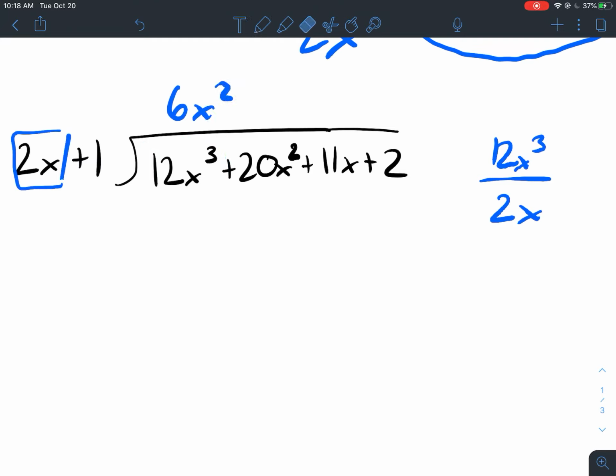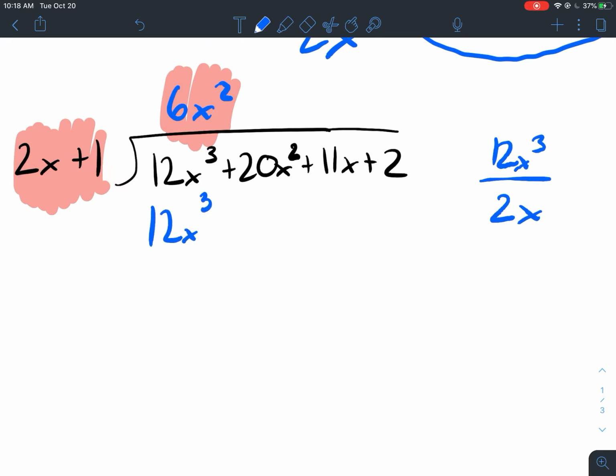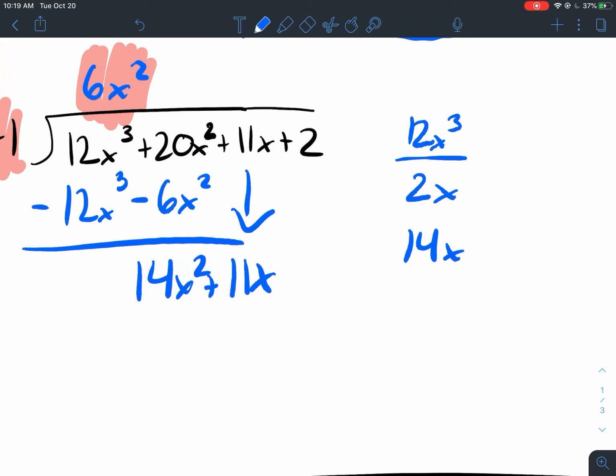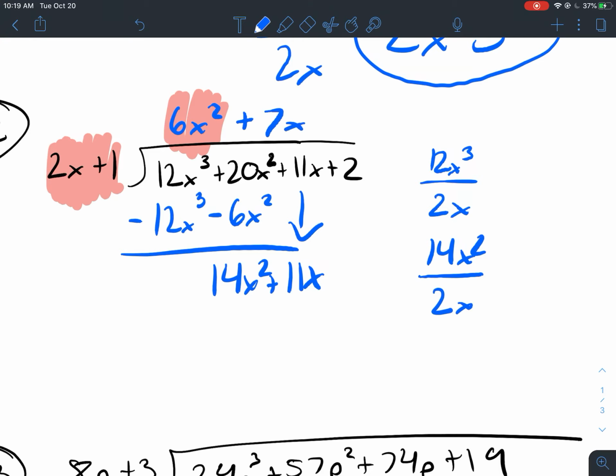Now I'm going to multiply this number by this binomial. I end up with a 12x cubed plus a 6x squared. Then we do a minus. We distribute that negative sign and switch the signs of everything, so we get a minus 12x cubed and a minus 6x squared. We end up with a 14x squared. We bring down our 11x. We do the same thing over again. We do 14x squared divided by 2x, and I get 7x. So I'm going to do a plus 7x.